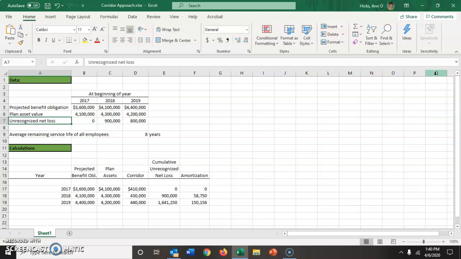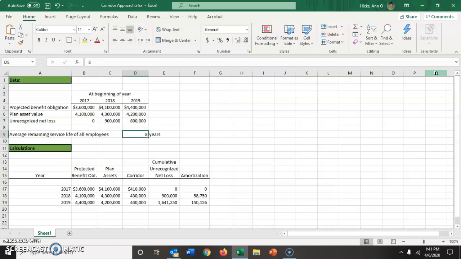Again, these are amounts that occurred at the beginning of the year. So at the beginning of 2017, we had nothing. So prior to 2017, there was no unrecognized net loss. At the beginning of 2018, $900,000 was in the account. So that $900,000 effectively took place in 2017. At the beginning of 2019, an additional $800,000 went into the account. So that effectively would have been the unrecognized net loss from 2018.